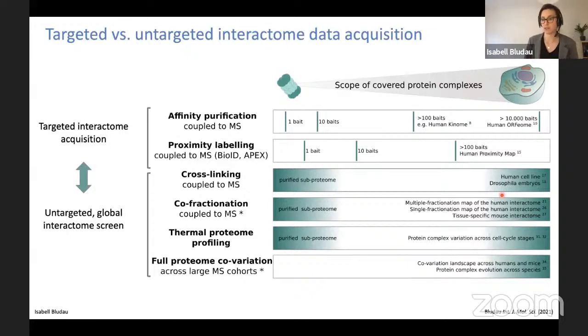form a stable protein complex actually show very similar denaturation characteristics in this case. And another alternative is to really look at full proteome covariation, where you can leverage very large MS cohorts and look at which proteins actually covary across the entire data set. But in my presentation, I will today mostly focus on co-fractionation.